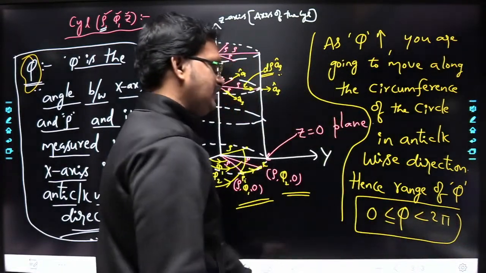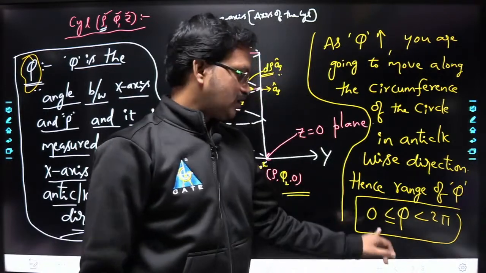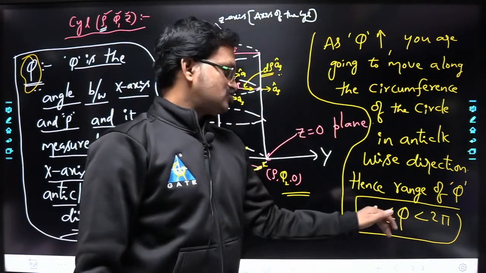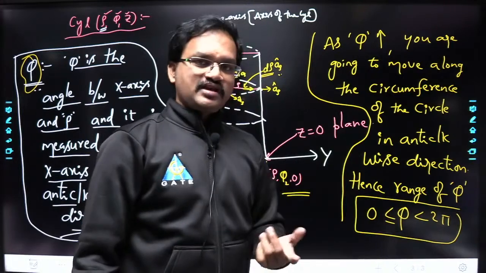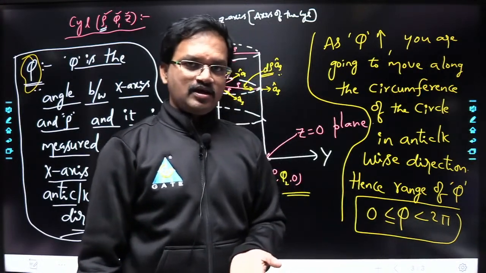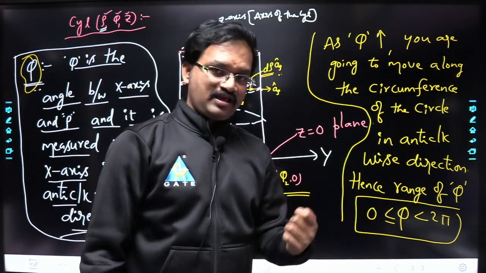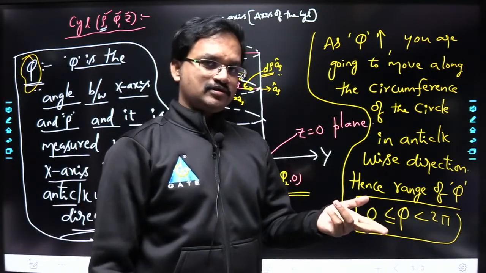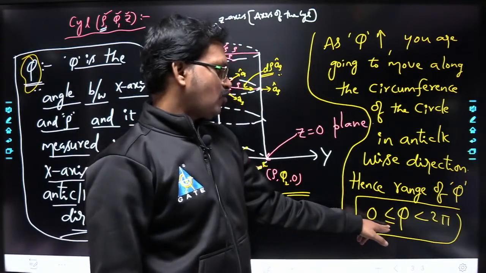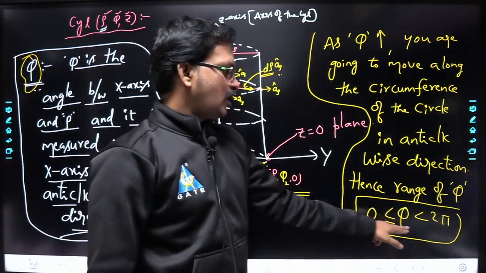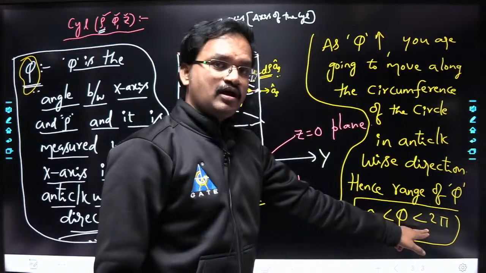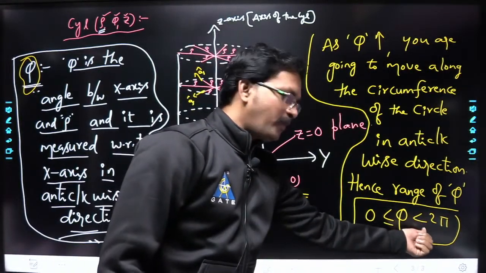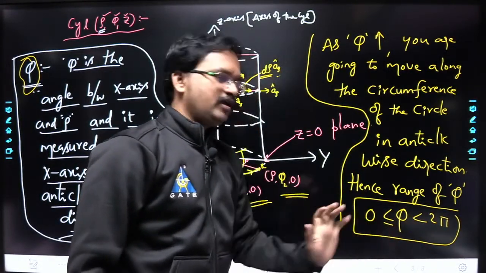Whenever you are writing the range of phi, you have to take care of these equalities. 0 and 2 pi will represent the same point, yes or no? So you should not include the same point twice. If you put equality here, don't include equality there, or if you put equality at 2 pi, then don't include equality here.